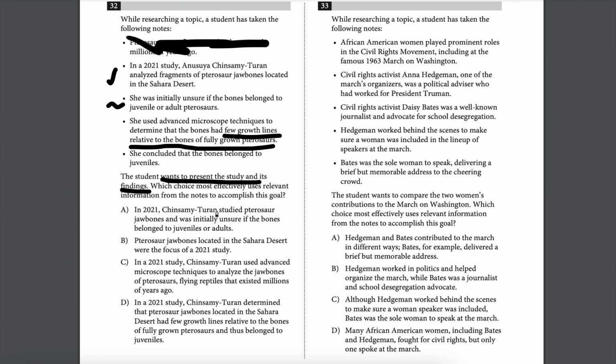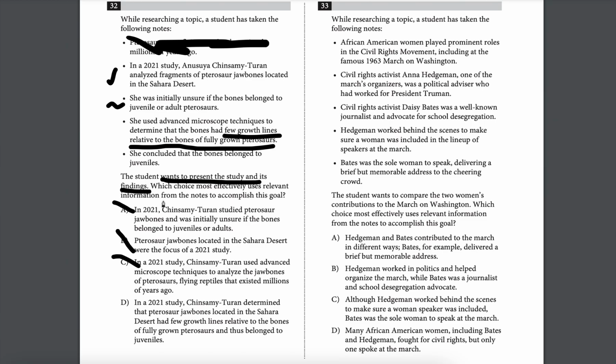In 2021, this person studied pterosaur jawbones and was initially unsure if the bones belonged to juveniles or adults. There are no findings here, so I'm going to remove that. Pterosaur jawbones located in the Sahara Desert were the focus of a 2021 study. Again, there were no findings. In a 2021 study, this person used advanced microscope techniques to analyze the jawbones of pterosaurs, flying reptiles that existed millions of years ago. Again, this answer choice does not convey any findings.